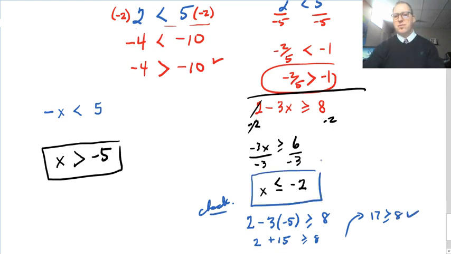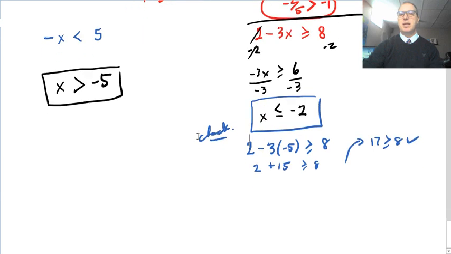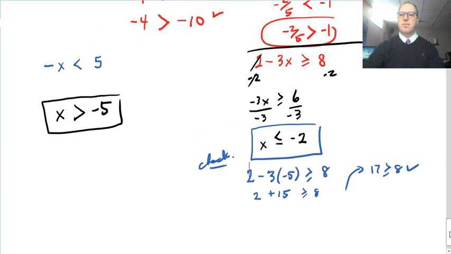Okay? So flipping the sign when you multiply or divide by a negative is the one thing that you have to be careful of. That's one thing that's different.